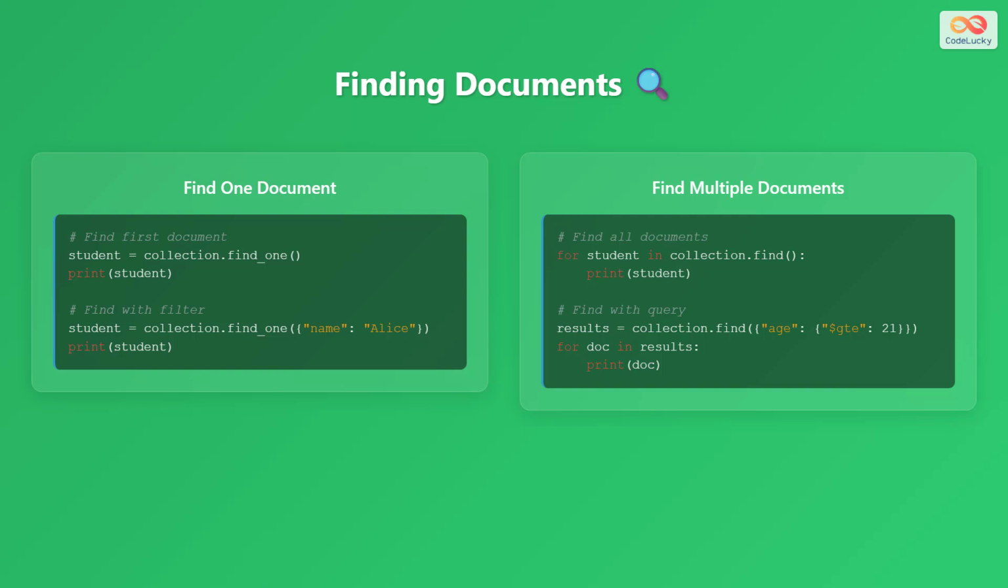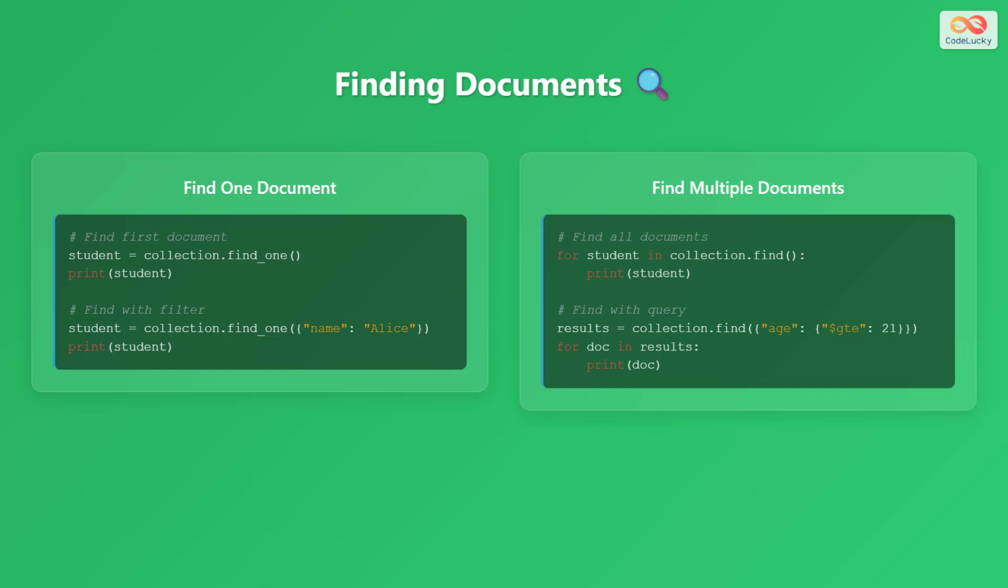Now, let's explore how to find or query documents in a MongoDB collection using PyMongo. To find a single document, use the find_one method on the collection object. Without any arguments, it returns the first document in the collection. You can also pass a query filter to find_one to retrieve a specific document that matches the filter criteria. To find multiple documents, use the find method on the collection object. This method returns a cursor, which is an iterable object that allows you to iterate over the documents that match the query. You can loop through the cursor using a for loop and process each document as needed.